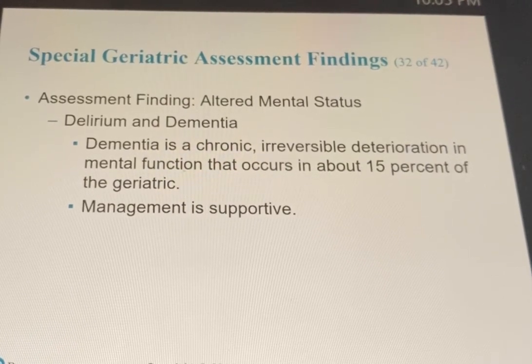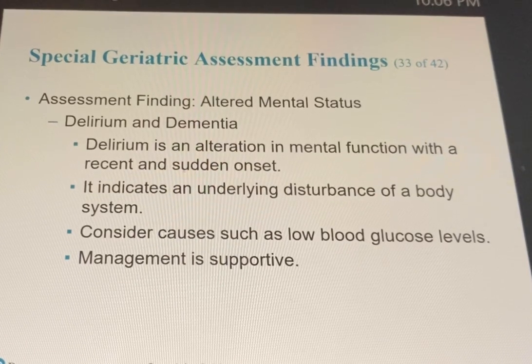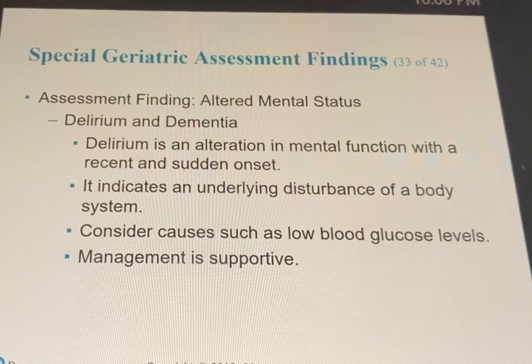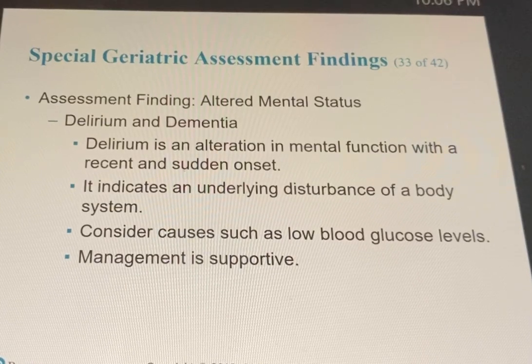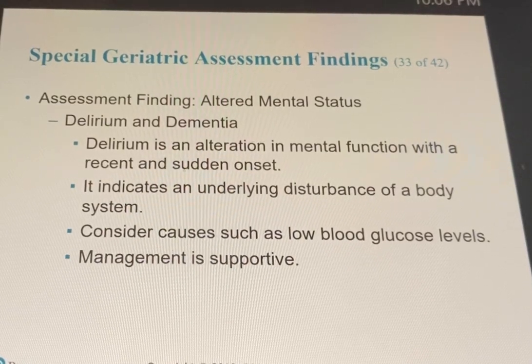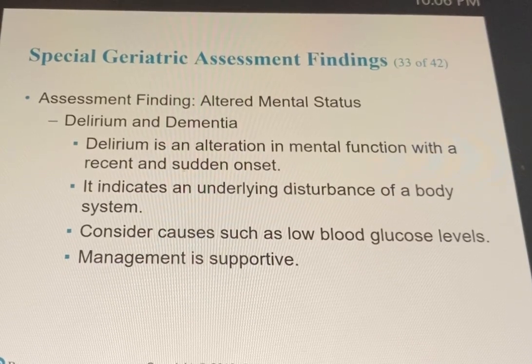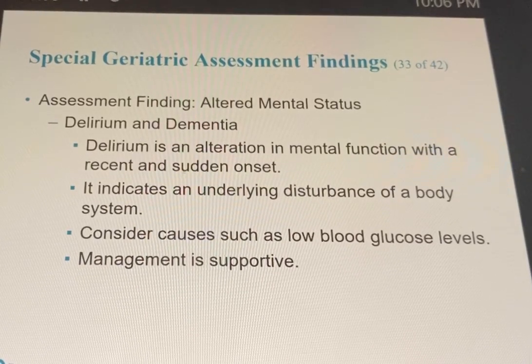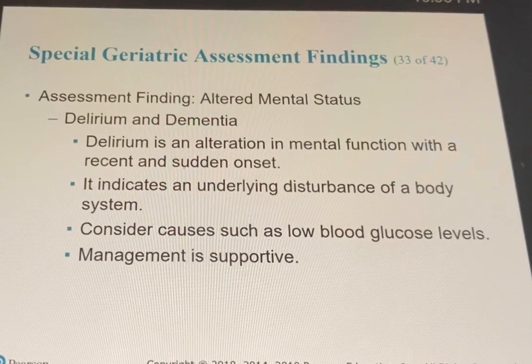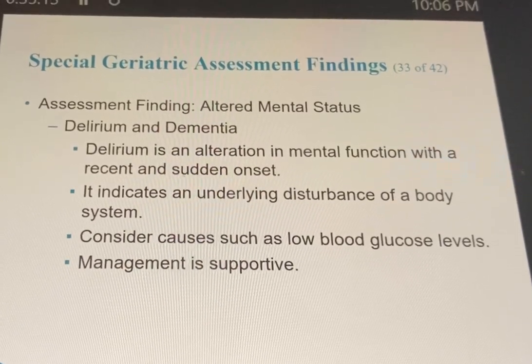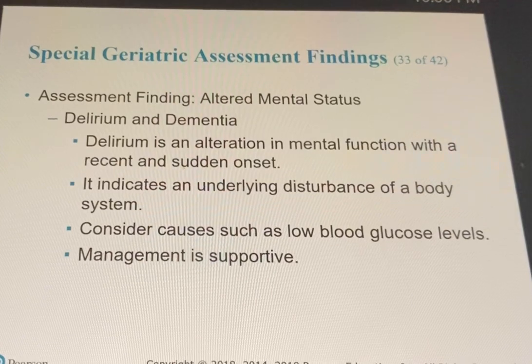Delirium can also result in an alteration in mental status, but unlike dementia, which is a chronic condition, delirium presents with a more recent and sudden onset. Delirium is often described by family members as starting abruptly and can present with delusions.